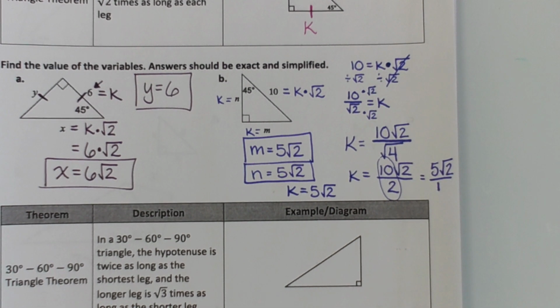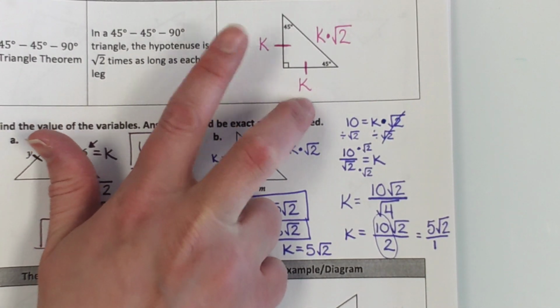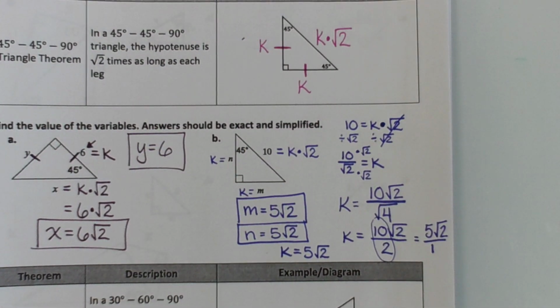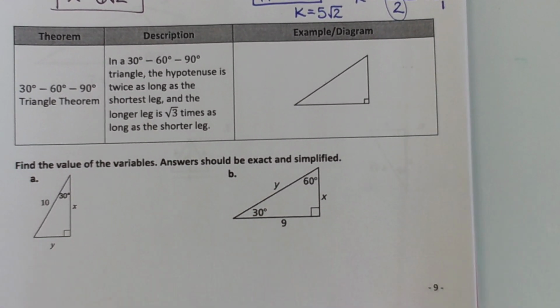Now the 45, 45, 90 triangles, I'm going to tell you right now, they're a little bit easier than the 30, 60, 90s, just because the 30, 60, 90s do not have any congruent sides. But otherwise the process is going to be very similar. And then we're going to start mixing them together.